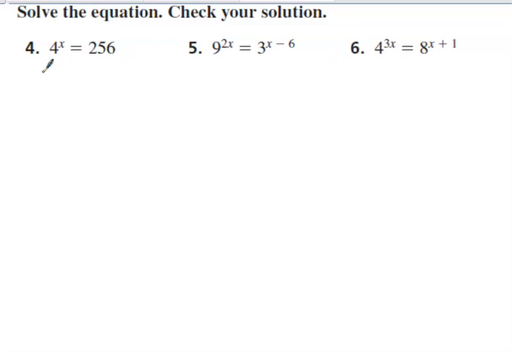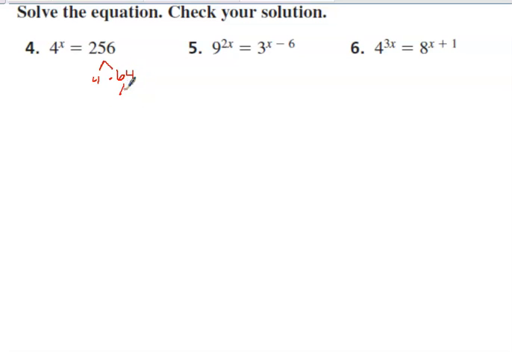For number 4, we have a base of 4, and we're raising it to the power of x. If we can rewrite 256 as 4 to some power, then we don't need to break down the 4 anymore. So let's test it out. 256 can be rewritten as, if I'm factoring 4, when I divide 256 by 4, I get 64.